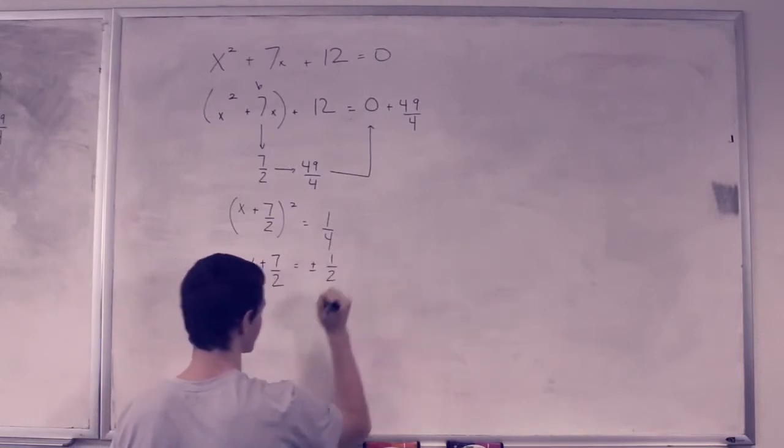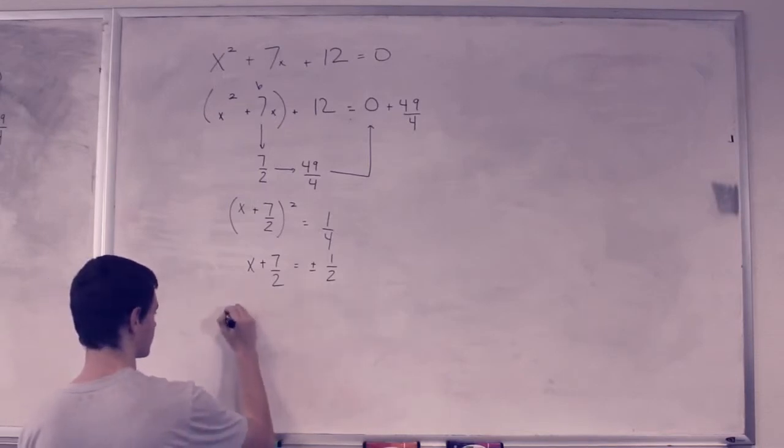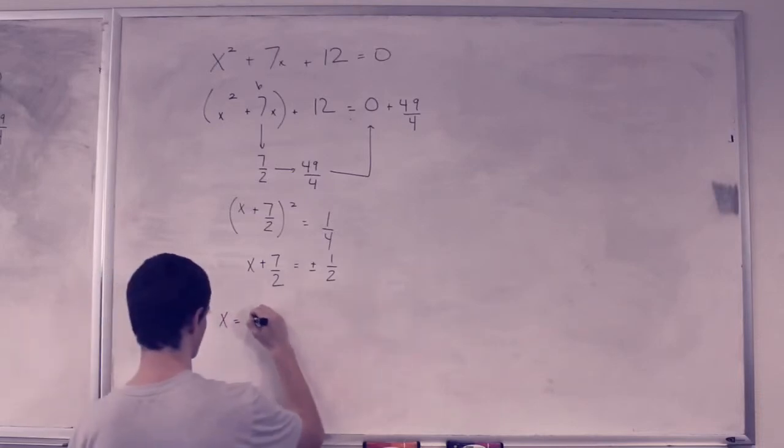The final step is taking both of the 1/2s and subtracting the 7 over 2. As you will see, the answer comes out to be negative 3 and negative 4, the same as the previous method.